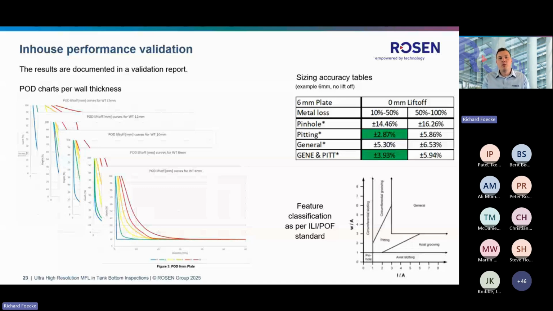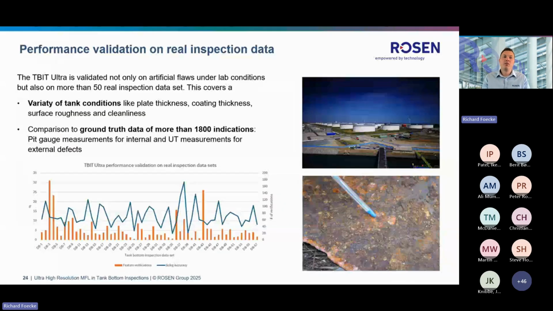However, we said only doing the validation on artificial defects is not really realistic. So we also had a look at real data sets, and assessed how good the quality and performance of our tool is under these conditions. We looked at more than 50 inspection data sets, and these tanks had a huge variety in plate thicknesses, coating thicknesses, surface roughness, and cleanliness. We compared the T-Bit readings with ground truth data of more than 1,800 indications. The ground truth readings were mainly pit gauge measurements for internal indications, but also some 3D laser measurements and UT measurements for external defects.